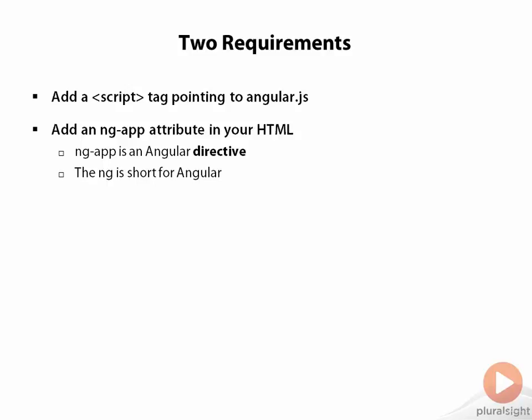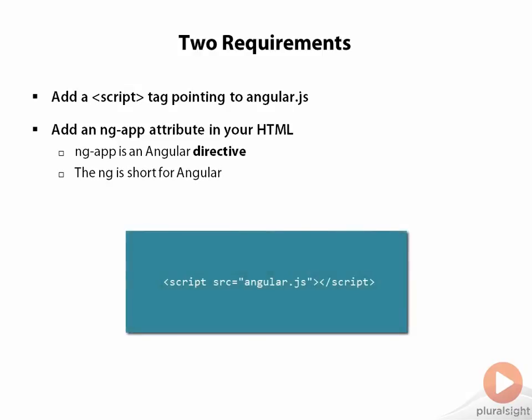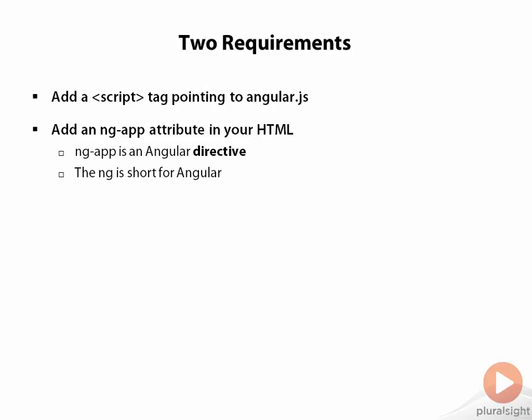There are only two requirements for adding AngularJS to a web page. First, you need to add a script tag pointing to angular.js. Angular.js is the only script file that you need for the core Angular features because Angular has no other dependencies on other libraries. This is the only script file we need, except for the script files that we might write for ourselves. The second requirement is that you need to add an ng-app attribute somewhere in your HTML.